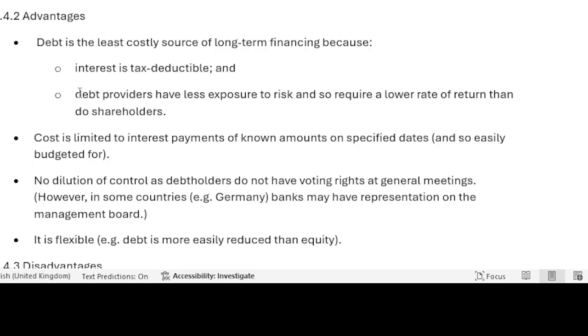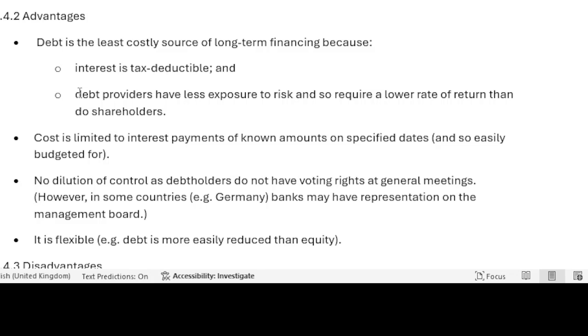The other advantage we benefit from is the cost. The cost is limited to interest payments for the particular amount that we've taken, and the periods that we have agreed upon with the finance provider. So we can budget. If we've taken the loan for 5 years, we know that the interest per year is like this. Usually with long-term debts, the interests will be favorable. They will not be too much. They may be a little higher than the short-term debts, but not so high as to put a company at a very high risk.